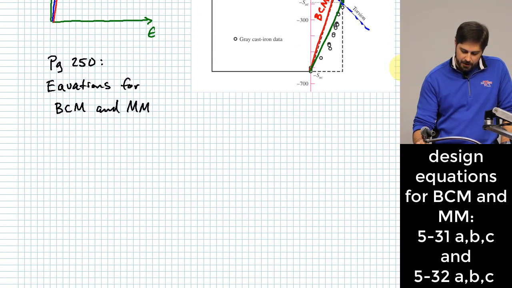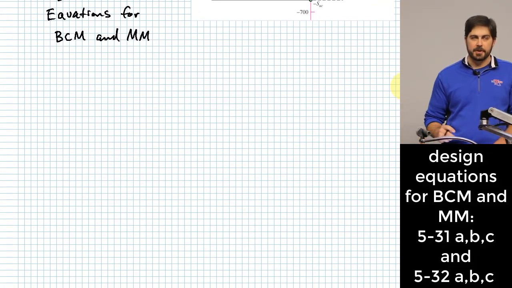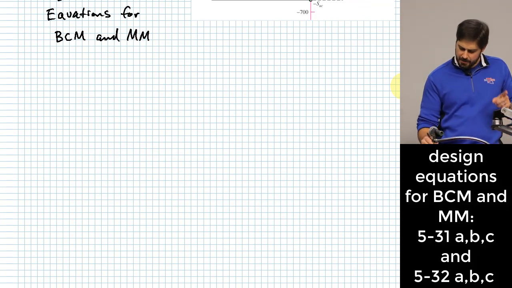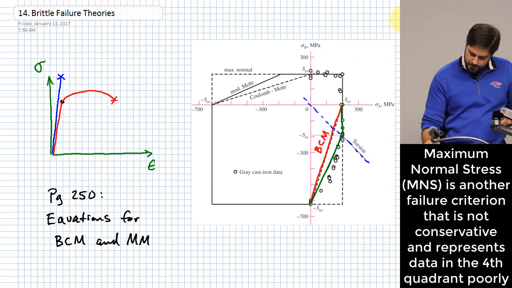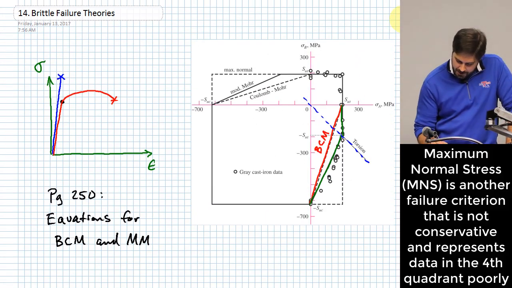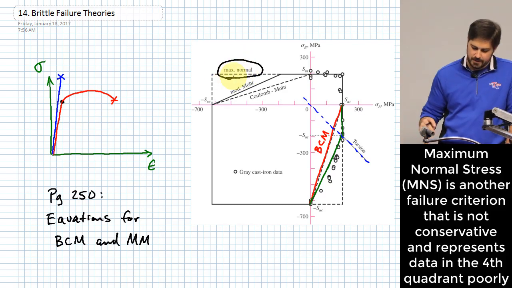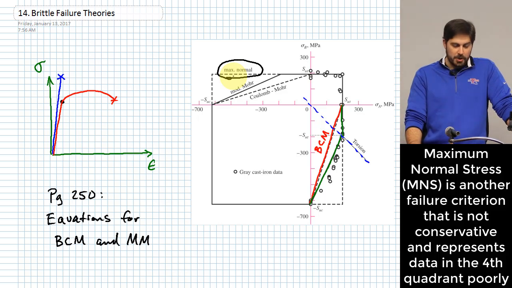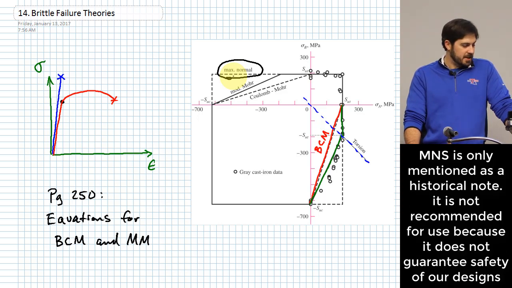The next thing I want to go through, because this is our last failure criteria that I will introduce. These are the last couple of them. Actually, I missed one thing here. The other dotted line that you see here is labeled maximum normal. The book talks about that criteria a little bit. No one ever uses it. It is not conservative. It doesn't do a good job of representing when materials actually fail. It's in here as a historical note that people may have taken it seriously at one point in time, but no one ever uses it anymore. So I'm not really going to spend much more time on it.